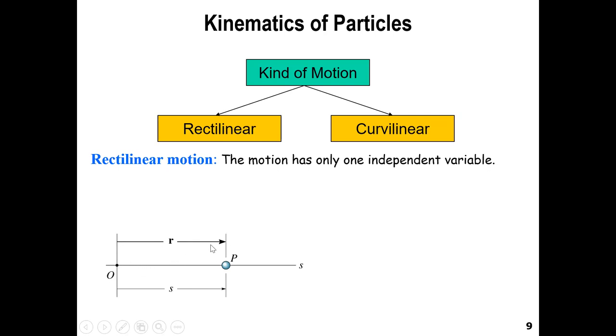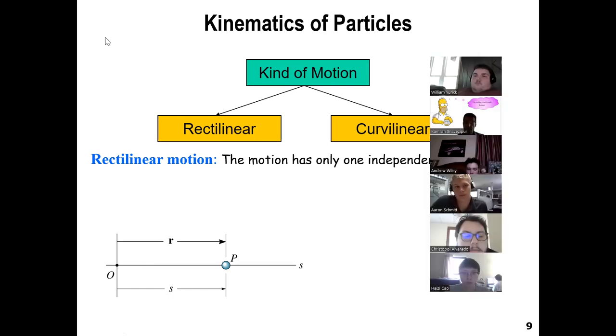You can use a vector to represent this motion, but because this is always on the same line, you can just use also a number, like positive to the right, negative to the left. So if I tell you the position of particle P is positive 5 centimeters, this is your origin, you go 5 centimeters to the right, you find it. If I tell you it's like -2 feet, you go to the left 2 feet and you find the location. So technically you need one single independent variable or one single number to specify the motion. Is that clear? Okay.